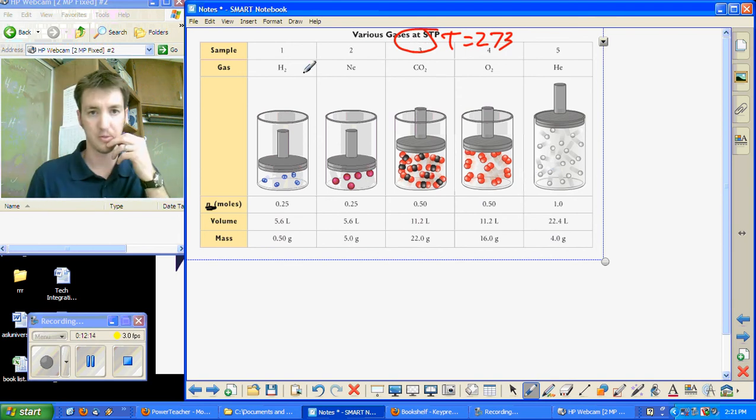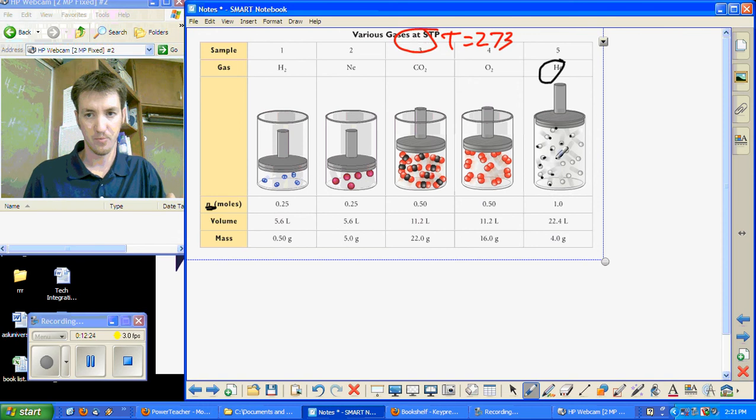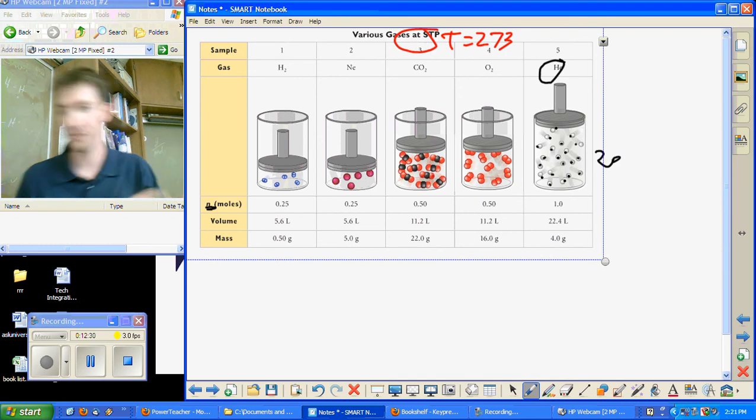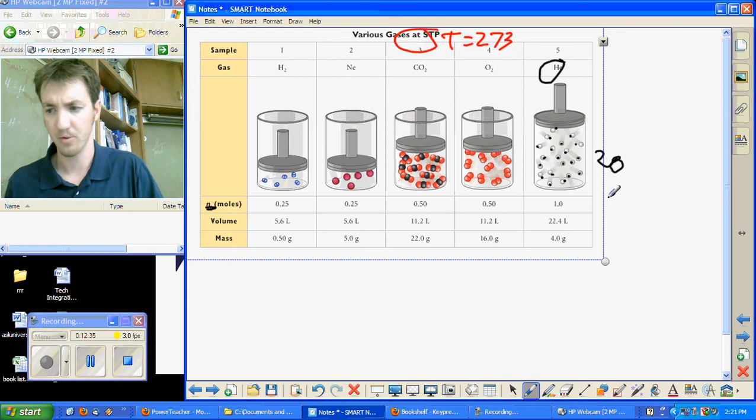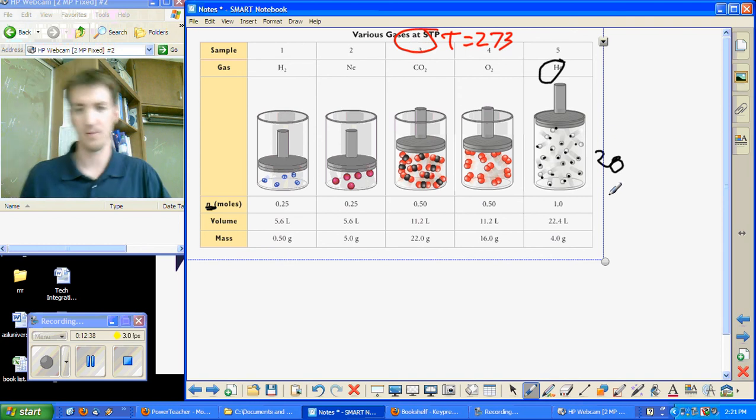So let's see, we have helium. If we have 1 mole, it's 20 dots. We want to know how many moles does each sphere represent, how many moles per sphere. Let's just say dot. If we want to know how many moles per dot, that's the math we do: 1 mole divided by 20 dots.